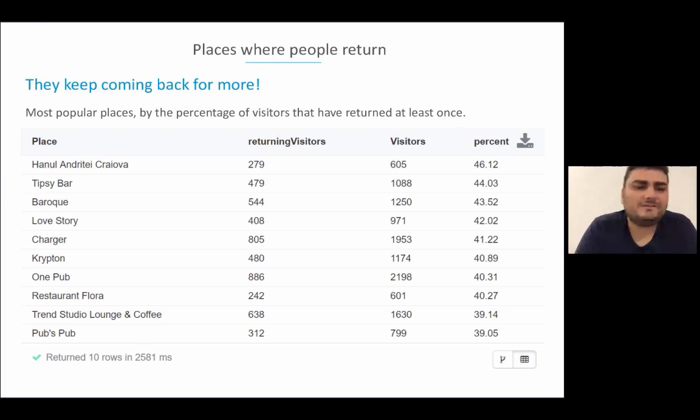Going a little bit further, I wanted to look over the places where people seem to be returning, meaning that they have at least one check-in in that location. Having repeated check-ins would mean that they probably enjoy being in that place. Or in case of this example here, the first place is a place where weddings happen, and maybe you just get dragged in going there multiple times. So yeah.